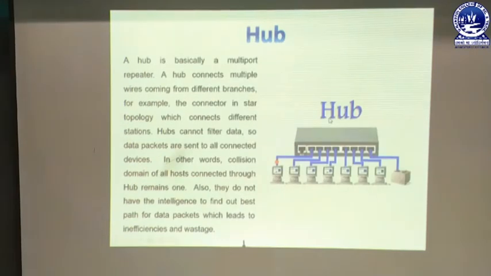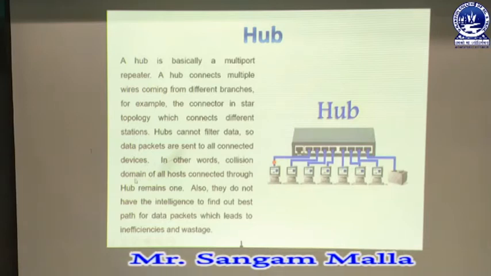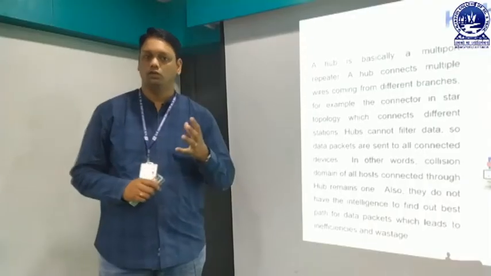Now we will be moving to the next category, that is your hub. So what do you mean by a hub? A hub is basically a multi-point or a multi-port repeater. A hub connects multiple wires coming from different branches, for example, the connector in star topology which connects different substations. Hubs cannot filter data, so data packets are sent to all connected devices. In other words, the collision domain of all hosts connected through a hub remains 1. Also, they do not have the intelligence to find the best path for a data packet, which leads to inefficiencies and wastage.